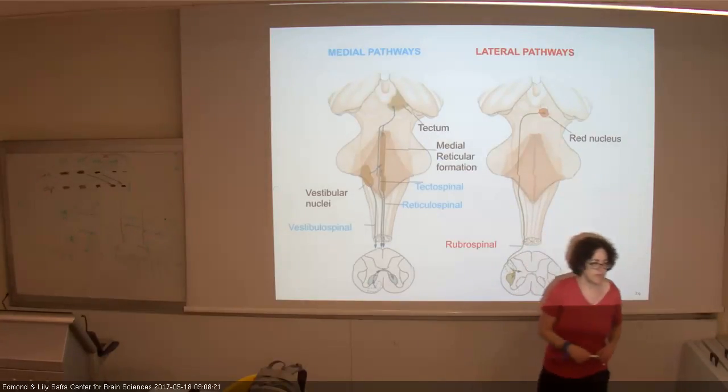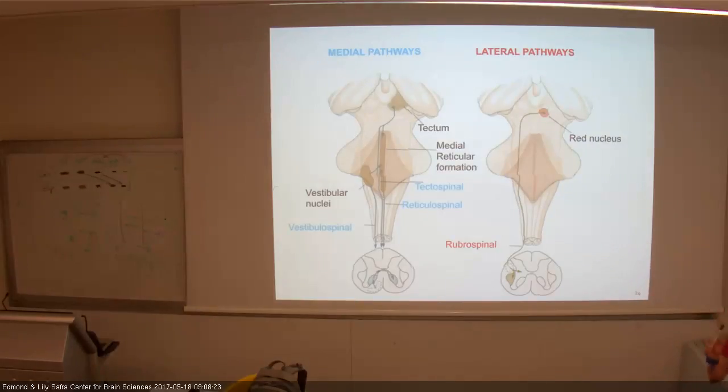What about the corticospinal? This is not from the brainstem. Now I'm talking only about the brainstem pathways to the spinal cord.